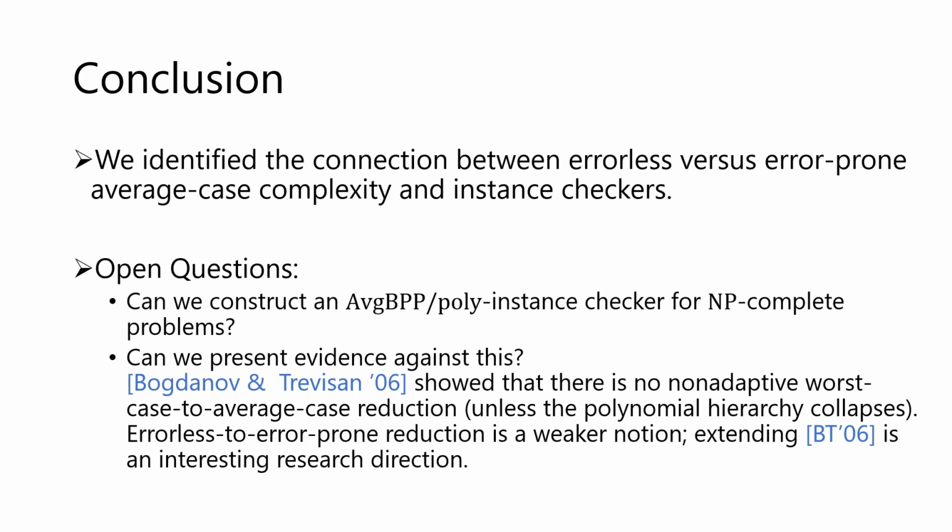What's most related to this question is the work by Bogdanov and Trevisan, who showed that there is no non-adaptive worst-case to average-case reduction unless PH collapses. Our notion of errorless-to-error-prone reduction is a weaker notion. So if we can extend their result to our setting, we can give a negative answer to the main question.